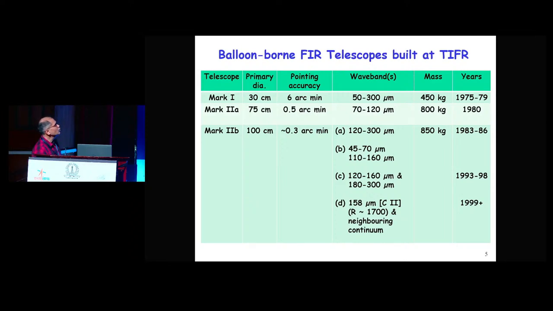This table shows that far infrared astronomy began in TIFR in the early 70s with a moderate size balloon-borne telescope, which was flown on a balloon from Hyderabad, where we have a national facility, with a single-channel photometer with wide wavelength coverage. Then in the 80s, it was upgraded to 75 centimeter, again with a single-channel photometer. Then in the early 80s, we went to 100 centimeter with two-channel bolometers, and now we are doing a lot of far-infrared spectroscopy at the C2 line with the same 100 centimeter telescope.